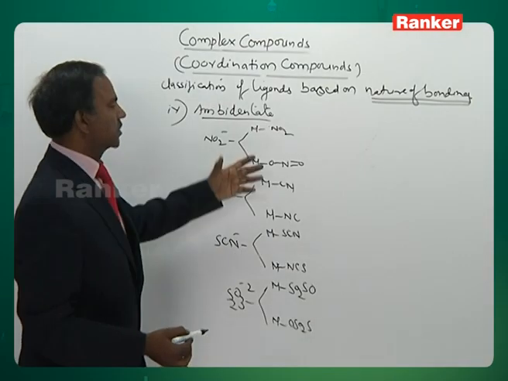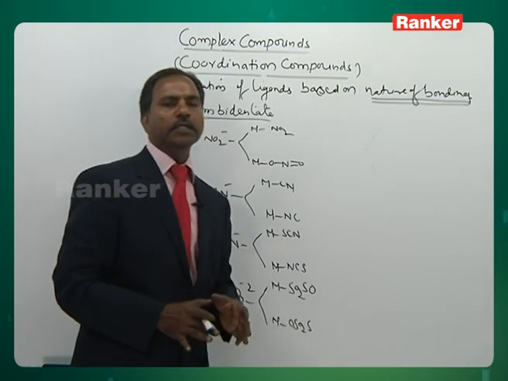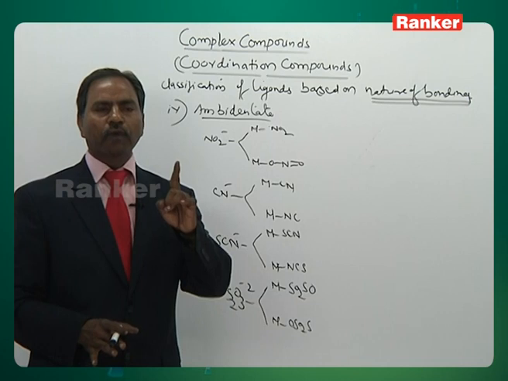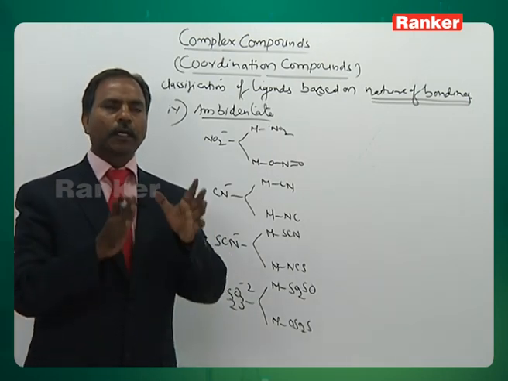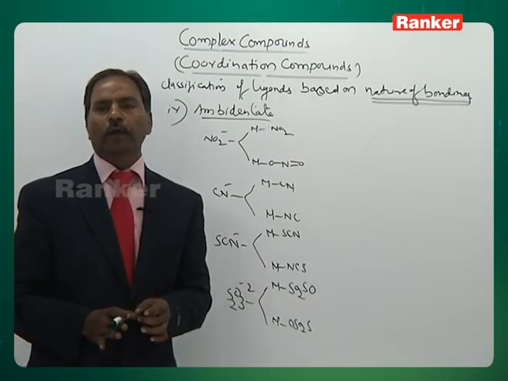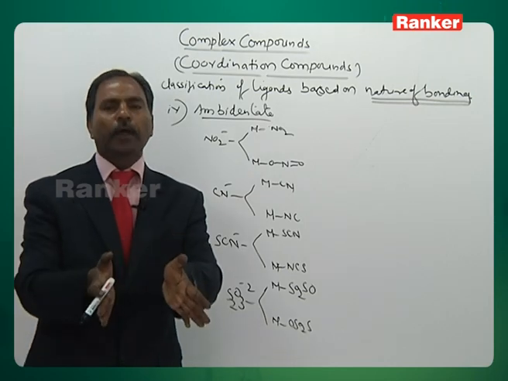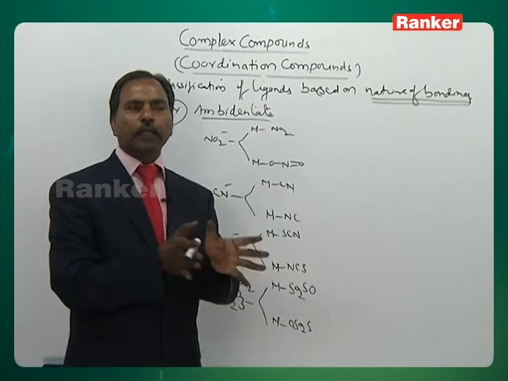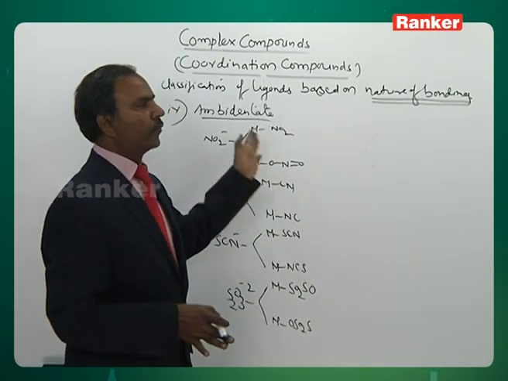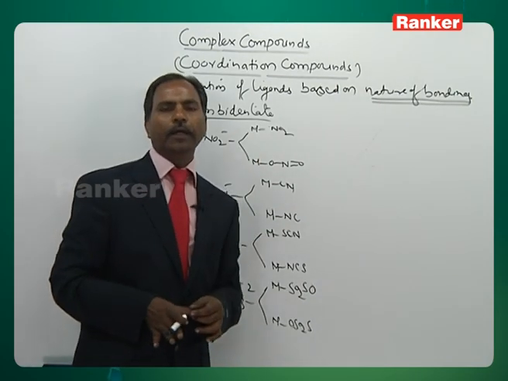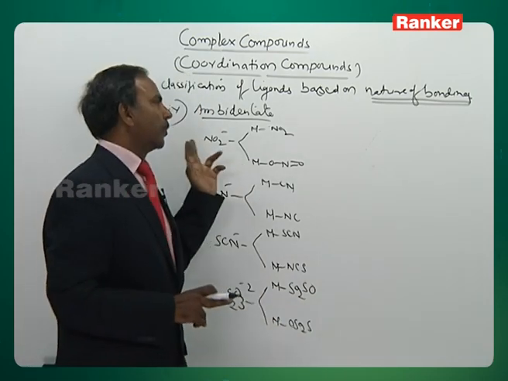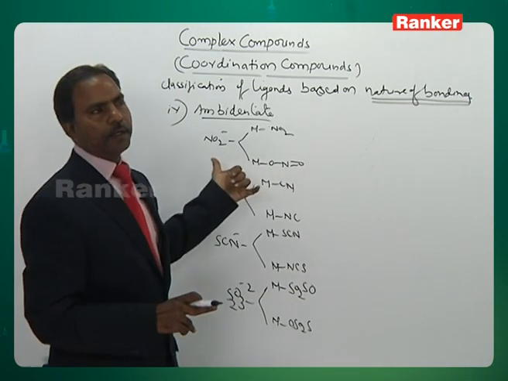and the other M-OSO2S. Like this, some of the ligands carry two donor atoms, but in the formation of the complex only one donor atom is involved, not two at a time. Such ligands we call ambidentate. Ambiguity in bonding: whether nitrogen is involving or oxygen is involving, that is the ambiguity in bonding. Such ligands we call ambidentate ligands. Flexidentate, chelate ligands, bridging ligands, ambidentate ligands.